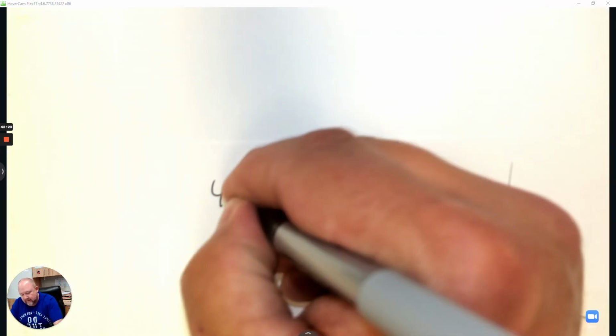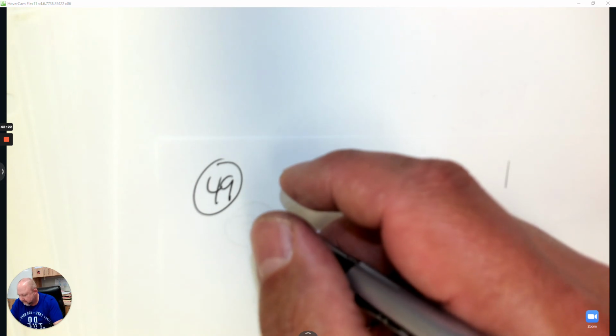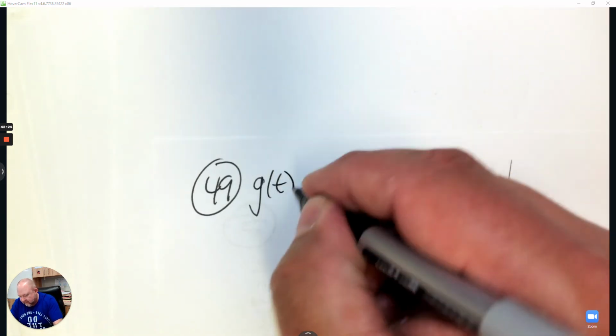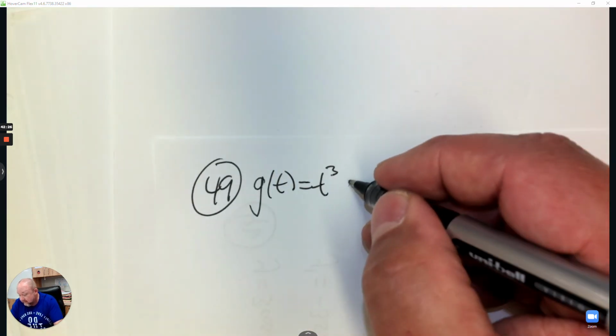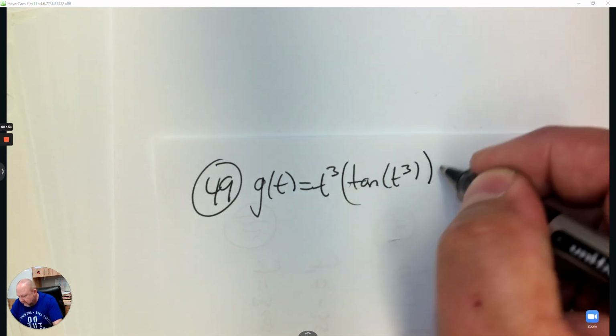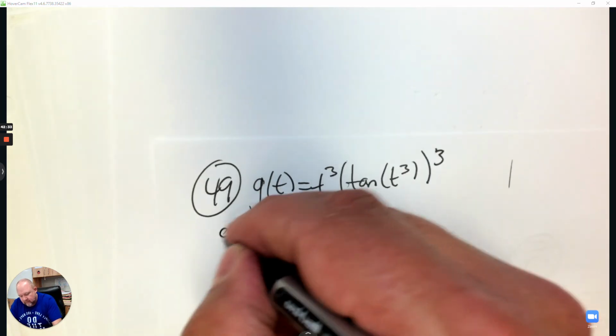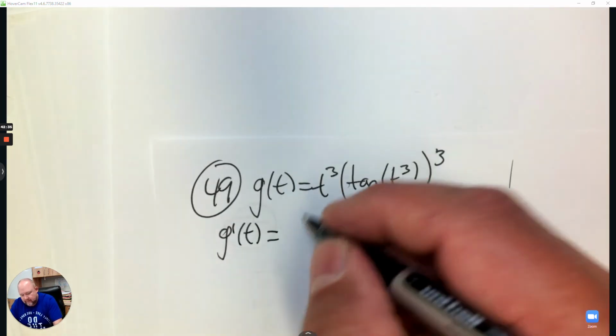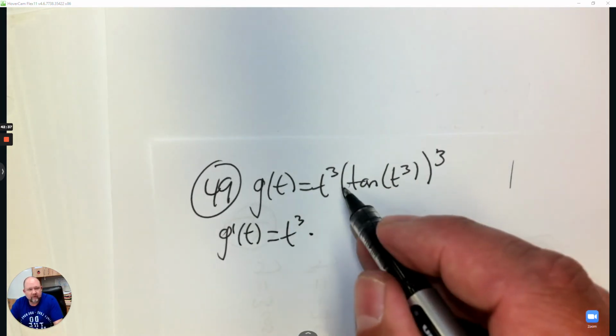Last one, 49. I ran out of space. I can do it right here, 49, so I don't waste another piece of paper. G of t equals tangent t cubed. I'm going to write this as tangent t cubed, all to the exponent 3. So this is going to be the product rule. That's the first times the derivative of the second.